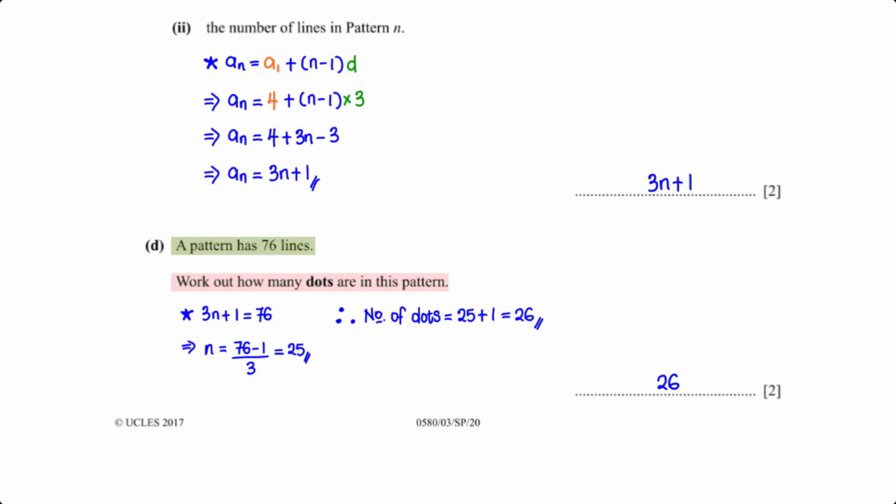So now we know pattern 25 produces 76 lines. And so to get the number of dots in pattern 25, we add 1 to 25, which gives us 26.